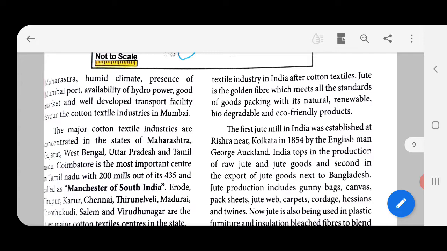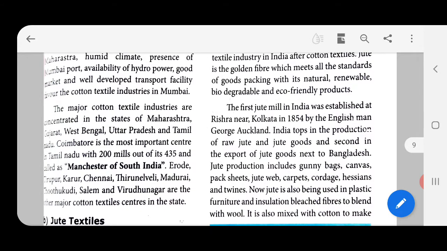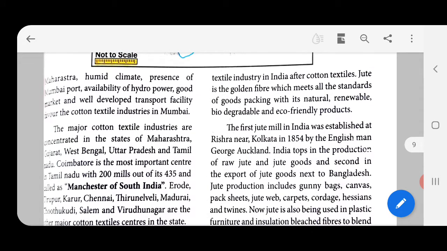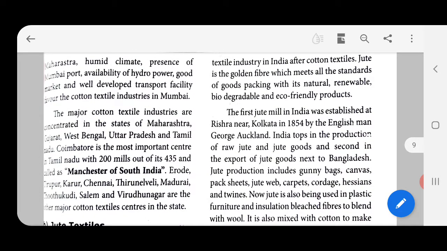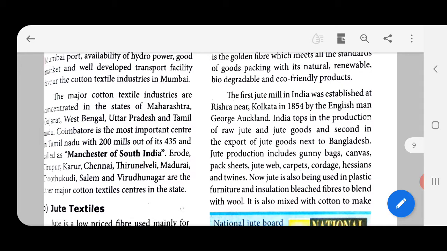Jute is the golden fiber which meets all the standards of goods packing with its natural, renewable, biodegradable and eco-friendly products. So jute is a golden fiber because it is found naturally, it is renewable, you can use it again, and biodegradable. So it can be degraded and used, and eco-friendly. So it does not harm the environment.